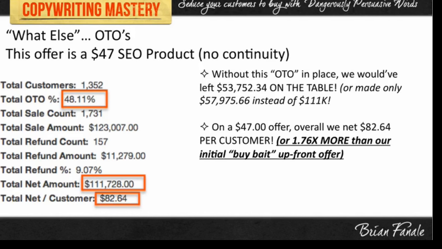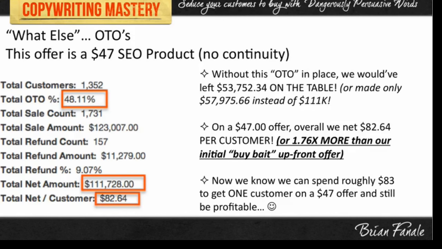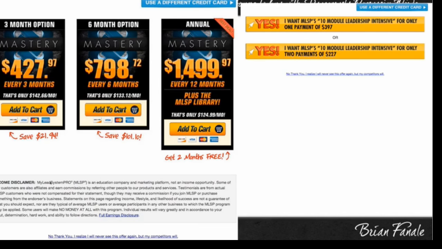On a $47 offer, we net 82 per customer. So that means we can spend almost 2 times more than our initial buy bait offer up front and still be profitable. We can spend 83 bucks to get one customer on a $50 offer and still be profitable. And I show you this not to brag. I want you to understand how powerful this OTO funnel is and what it can mean for your business.